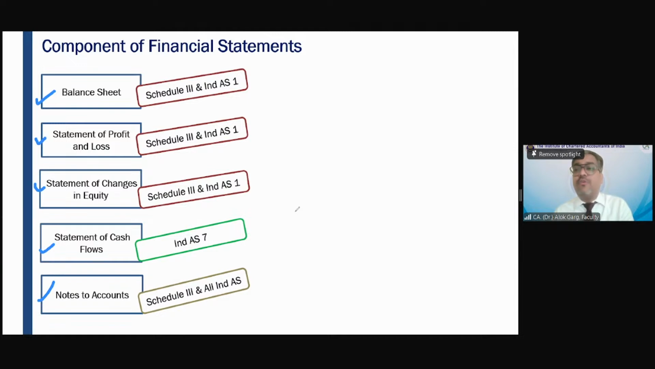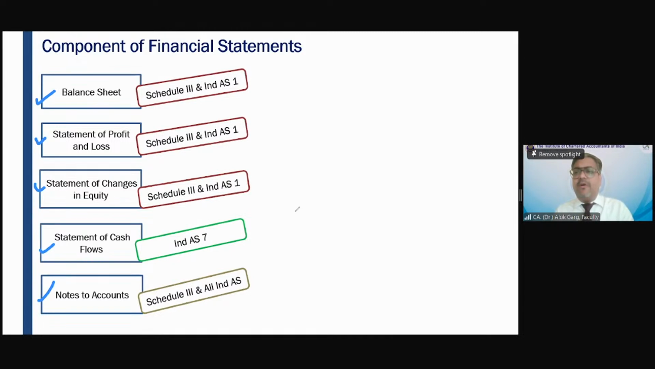Then there are notes to accounts. Ind AS 1 also prescribes what your notes to accounts should be, and what should be the sequence of the notes to accounts. Notes to accounts are the qualitative and quantitative disclosures which support your balance sheet, your P&L, and the other components. It also includes the relevant disclosures required as per other standards, for example, related party disclosure, contingent liability, etc.